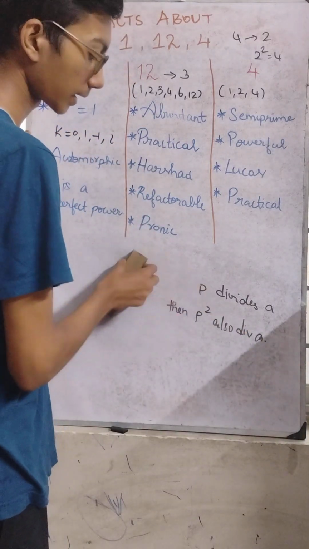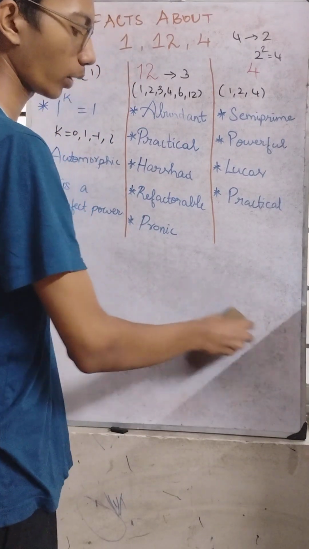So those are some types of numbers that 1, 12 and 4 belong to.